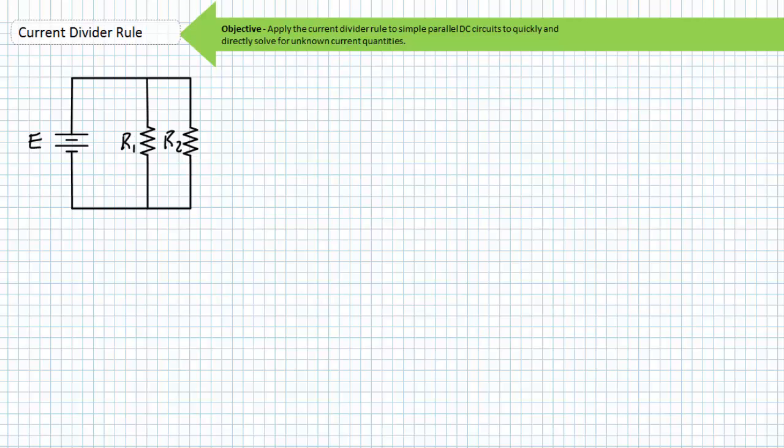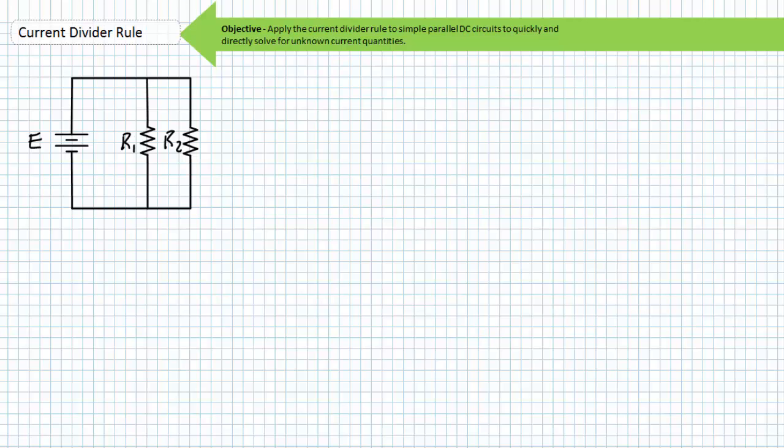I'm your instructor Jim Pytel, and today's topic of discussion is the basic current divider rule. Our objective today is to apply the current divider rule to simple parallel circuits to quickly and directly solve for unknown current quantities without having to solve for intermediate voltage and total resistance values. The key words are quickly and directly.